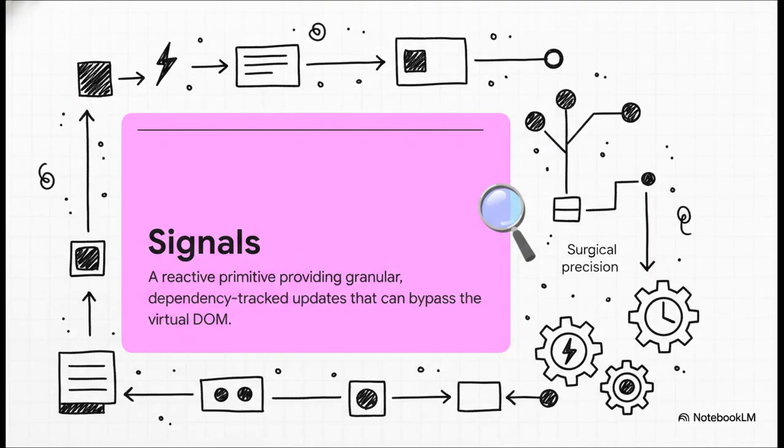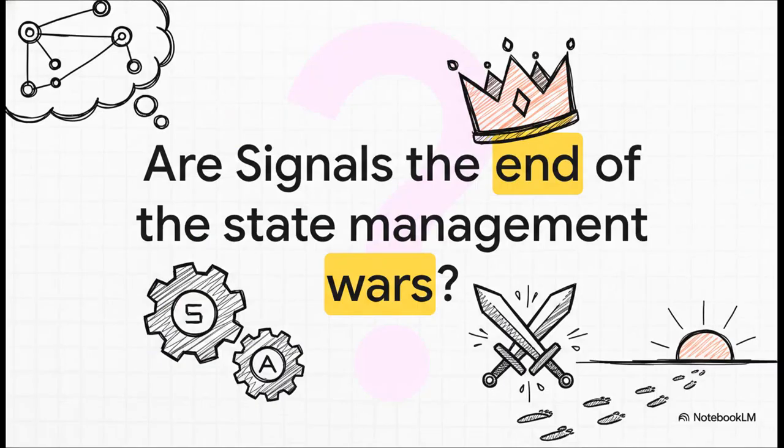So what even are signals? The simplest way to think about them is as the next evolution of reactivity. Instead of telling a whole React component, hey, you need to re-render, a signal can go in and update just the tiny piece of the web page that changed. It bypasses the whole virtual DOM diffing process. It's like using a laser-guided scalpel instead of a sledgehammer. It is surgically precise.